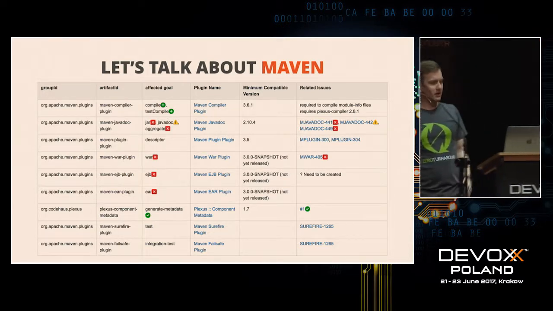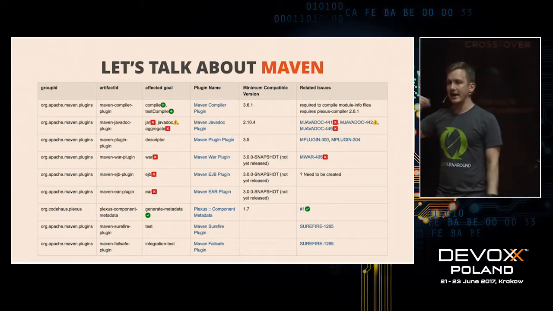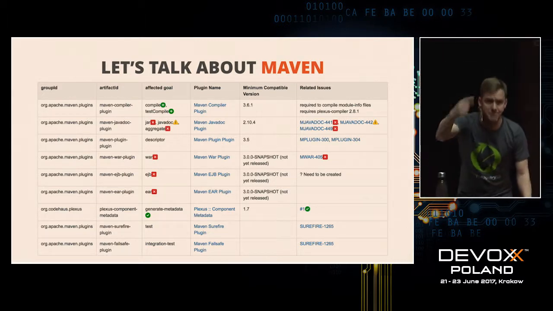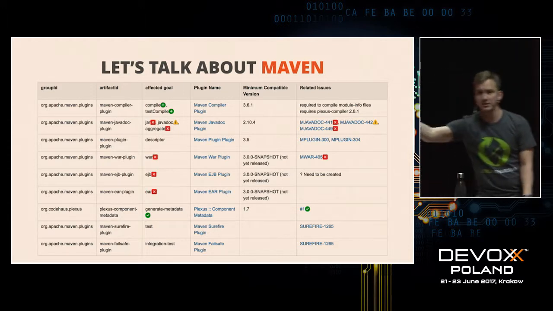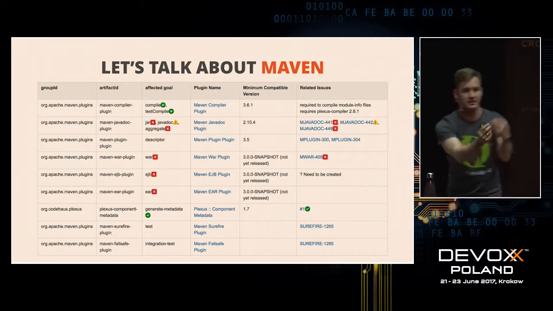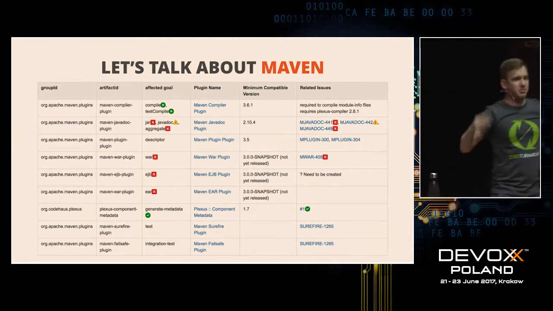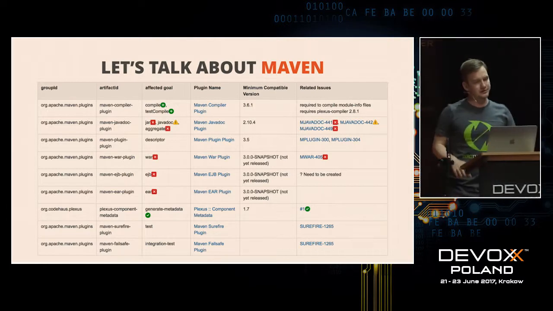Hopefully it will get way better once ASM, the library that does the bytecode manipulation that everyone depends on, releases the version that is capable of processing Java 9 class files, and everyone will upgrade and the situation will get better. But until now, it's hard to say if that works or not.